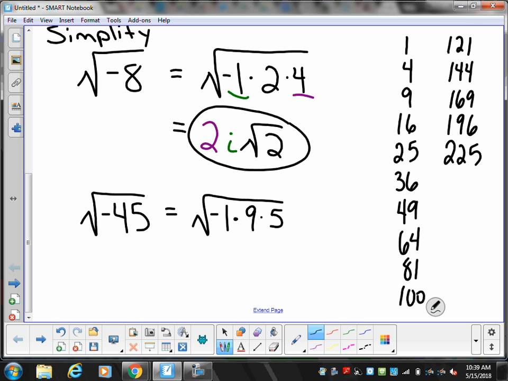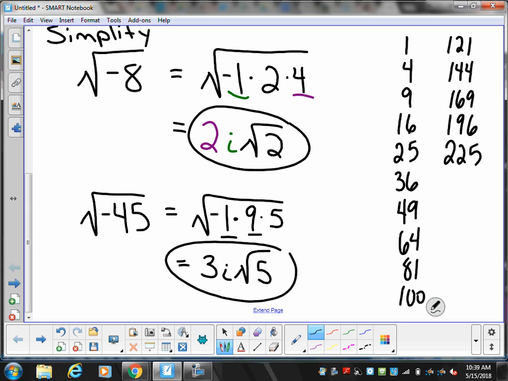All right. So negative 1 we know is i. We know the square root of 9 is 3. So we take those two, then we know that 5 stays on. So that one simplifies to 3i square root of 5.